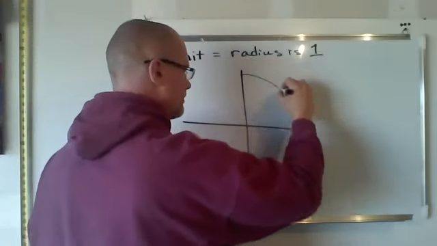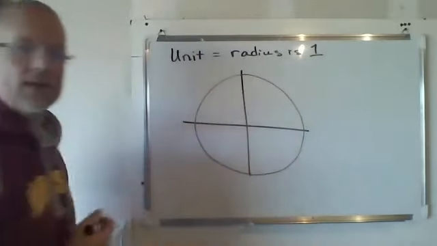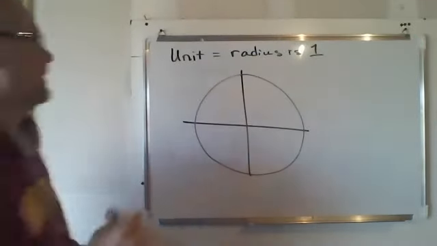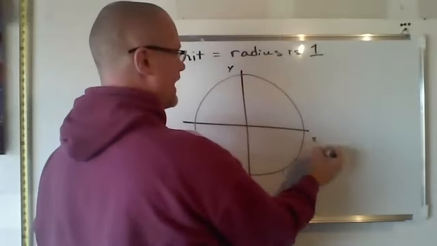So I'm going to draw a pretty poor circle here, but we'll put it around there. Well, that wasn't too bad. Okay, so there's our unit circle. Now we know the radius is equal to 1. Since we put this on the xy plane, here's our y and here's our x.